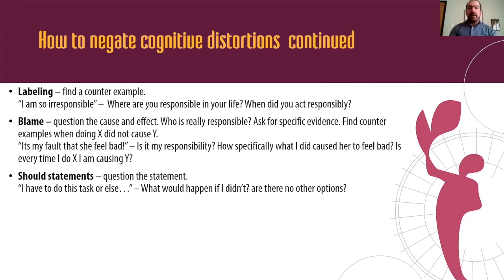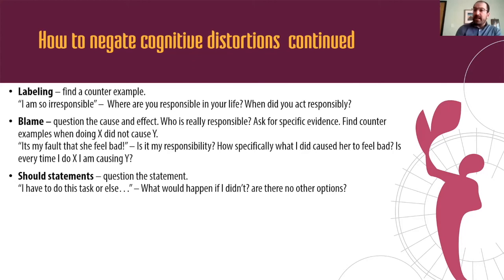With labeling, it's important to find a counterexample. Remember that when we put on a label, it's like the whole person is one label, usually ourselves. So I am so irresponsible. It's like everything that Dan is, is just irresponsible. So can we find a counterexample? Can I find some example in my life where I was responsible? When was it that I was responsible? Is it really that every time, all the time, I'm irresponsible? As I mentioned, usually life doesn't work with 100% or 0%.